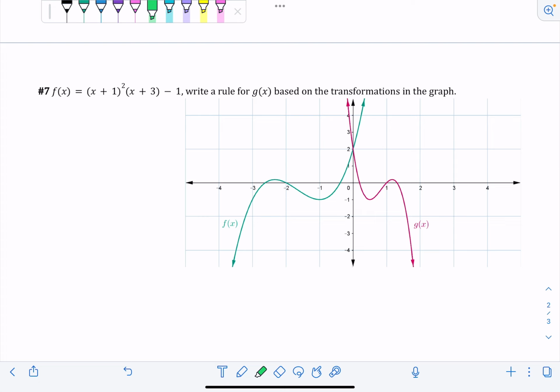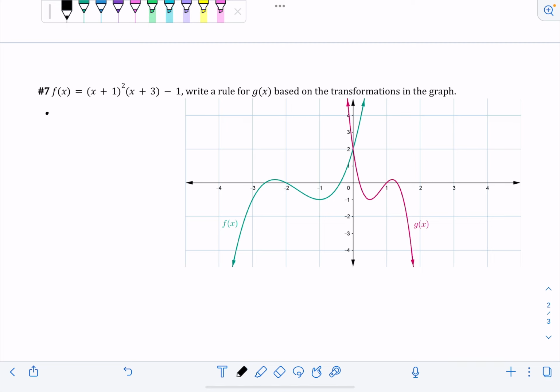Okay, so last problem, f of x equals x plus 1 squared times x plus 3 minus 1. Write a rule for g of x based on the transformations in the graph. So we want to look at what different things are happening in the graph. First things first, we can see that the graph is reflected. One is facing one way, one is facing the other way. So we're starting with the green function, we're going to the red function. So we can see there's a reflection over the y-axis.